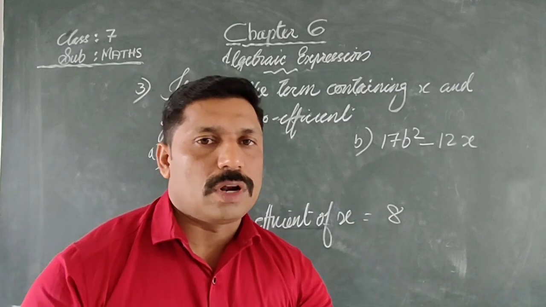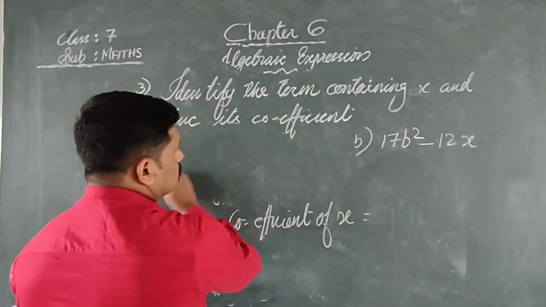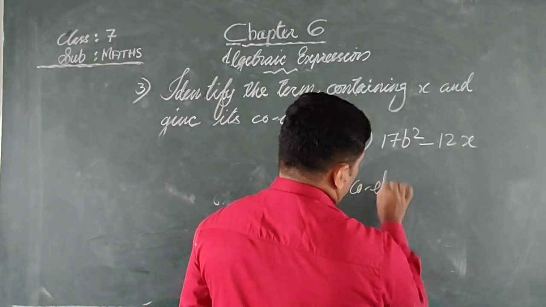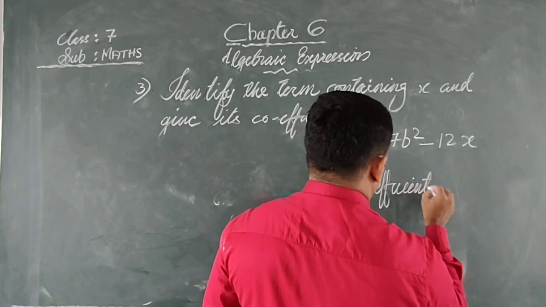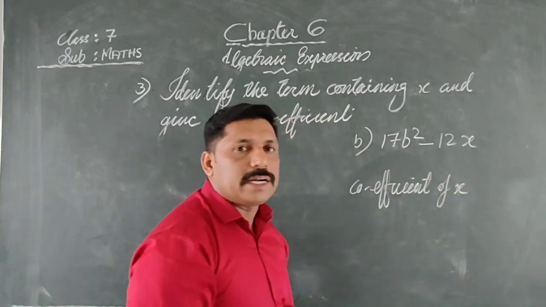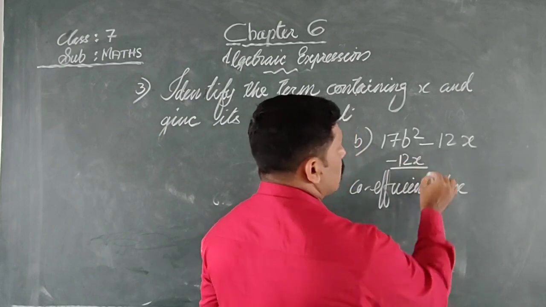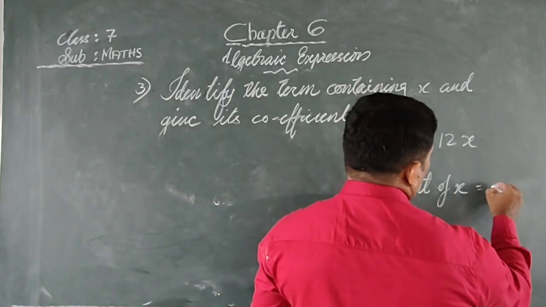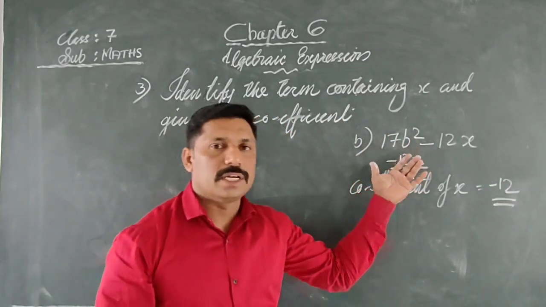17b square minus 12x. So here we can see the term containing x is negative 12x. This term has an x with it. So the coefficient of x is equal to negative 12. Negative 12 is the coefficient of x in this expression.